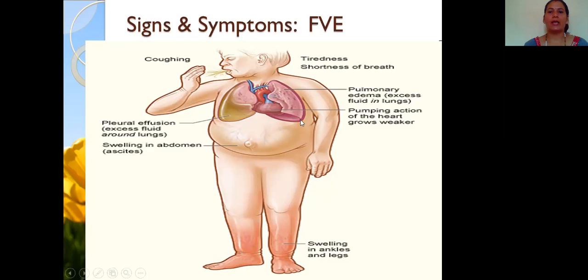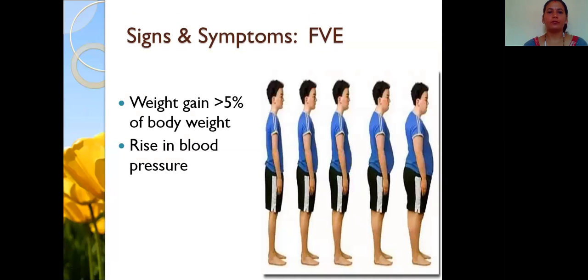Here are also the signs and symptoms of fluid volume excess: coughing, pleural effusion, excess fluid around the lungs, swelling in the abdomen, which is called ascites, swelling in the ankles and the legs, peripheral edema, the pumping action of the heart grows weaker, pulmonary edema, excess cold fluid in the lungs, tiredness, and shortness of breath. Weight gain of more than 5% of the body weight, and a rise in blood pressure are also seen as signs and symptoms of fluid volume excess.